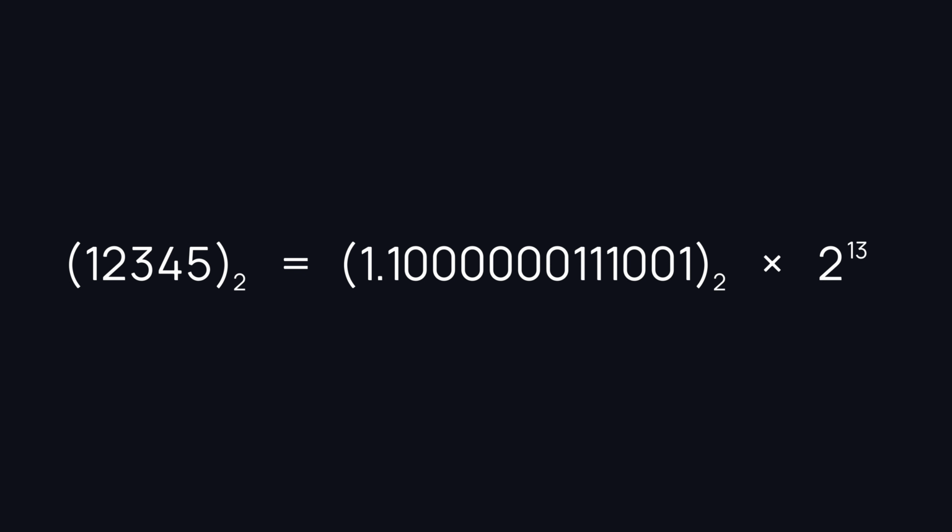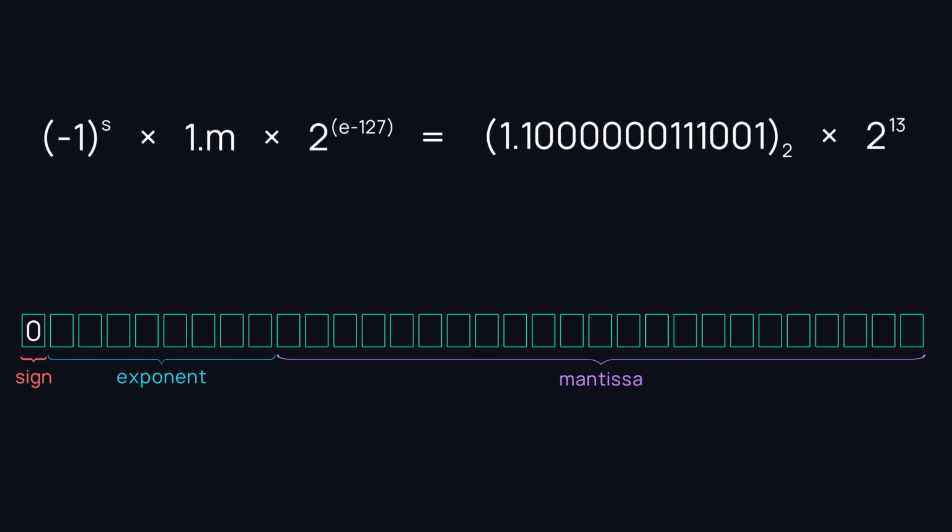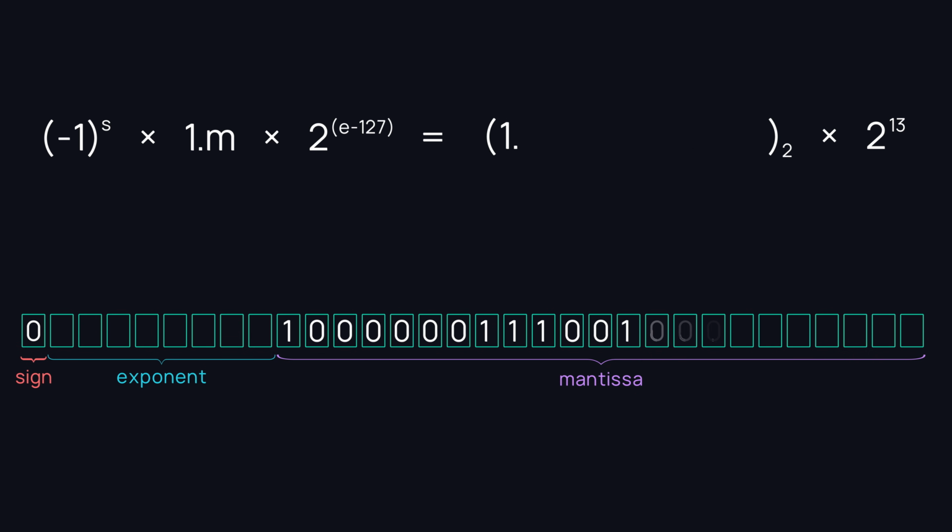Our normalized binary representation was this. Now let's compare it with the IEEE 754 format. The sign bit is 0 because the number is positive. The mantissa is simply all the bits after the leading one. If there are fewer than 23 bits, as in this case, we just append zeros until the mantissa field is full. Now let's determine the stored exponent.